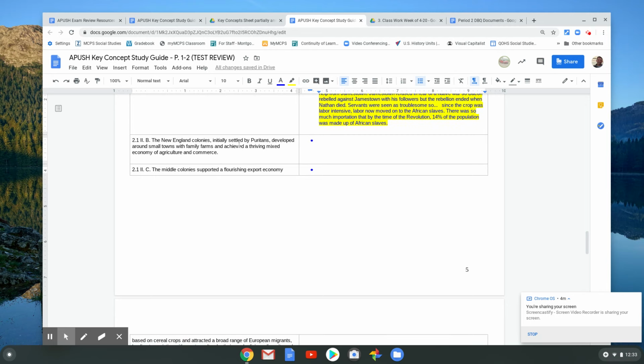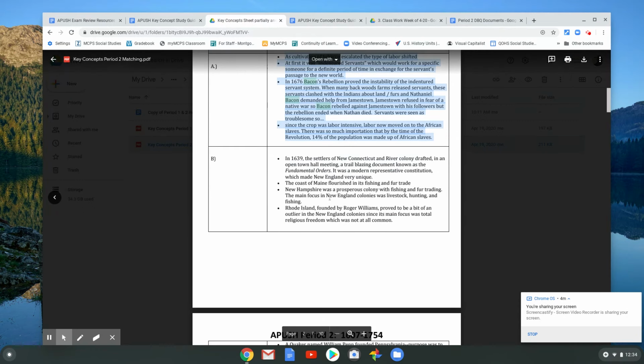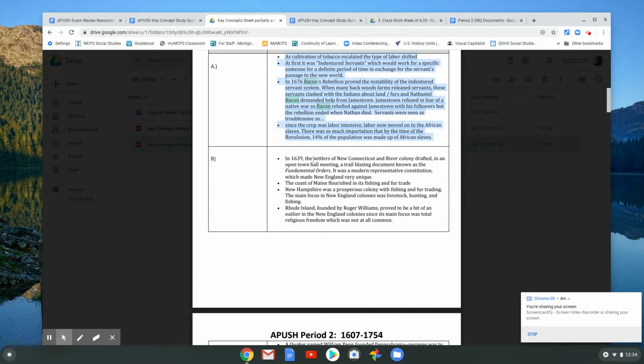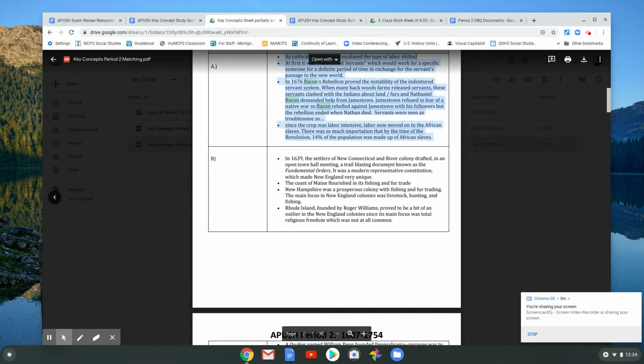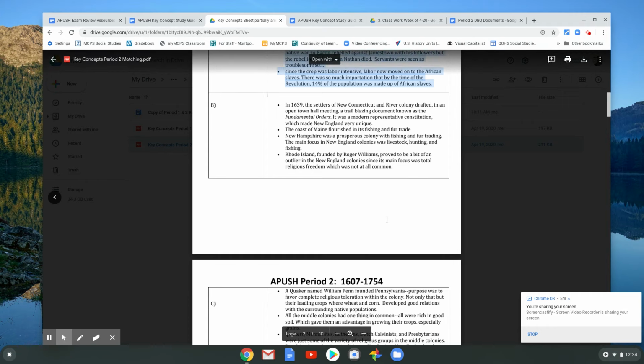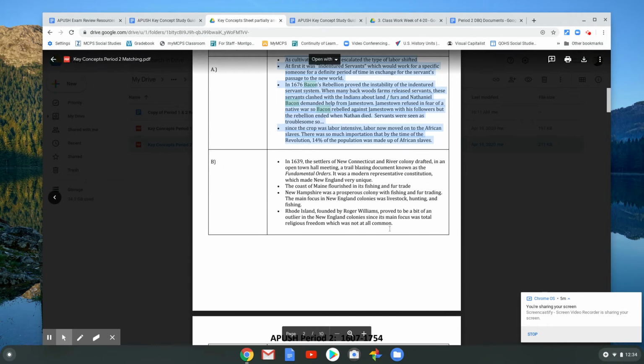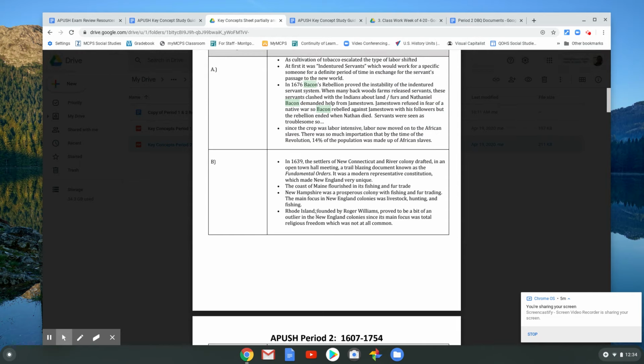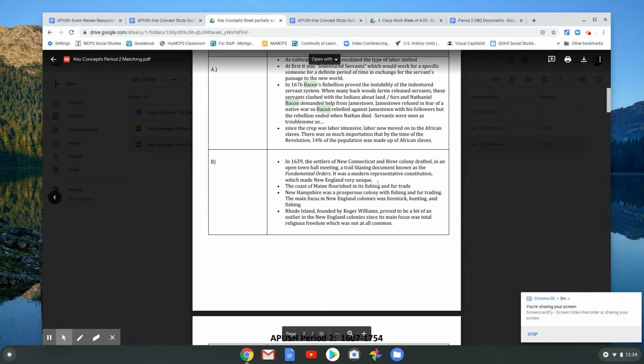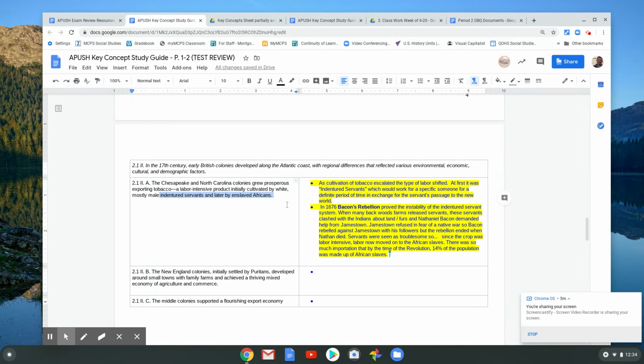So, New England colonies, initially settled by Puritans, developed around small towns and family farms and achieved a thriving mixed economy and agricultural commerce. Well, let's see what that teacher said about that. We'll go back to his key concept: in 1639, settlers in the new Connecticut River colony drafted a constitution in an open town hall meeting. So look, you can just copy that for B, and go through your own notes and rewrite it so you have what's important to go against the key concept in your study guide.